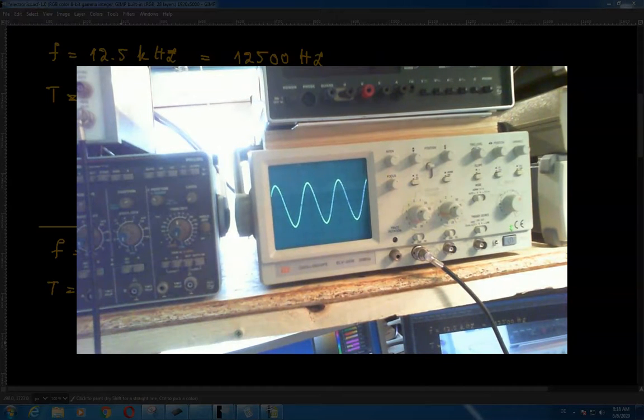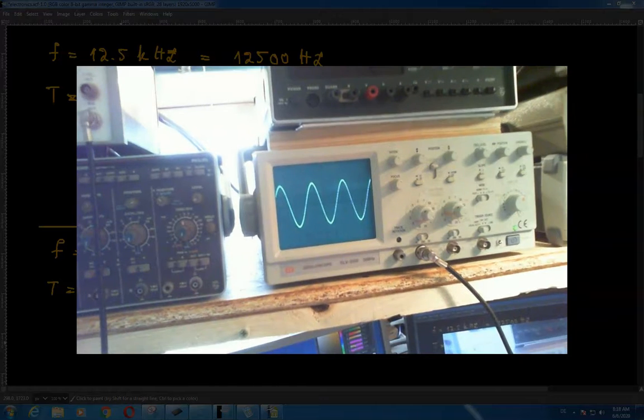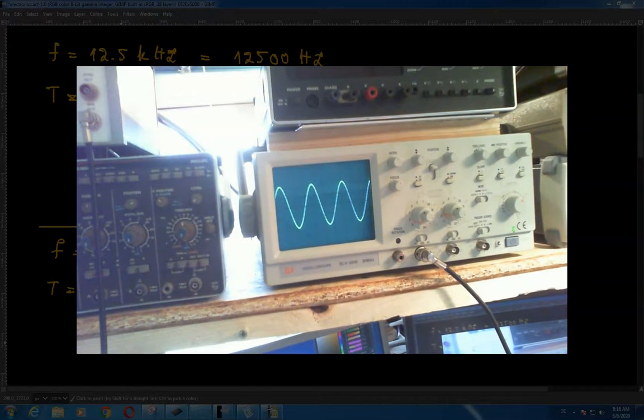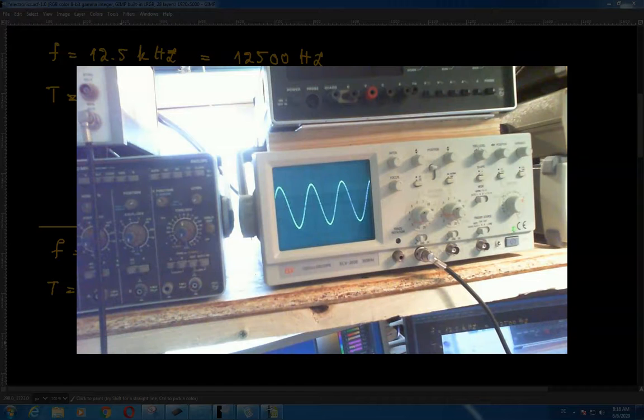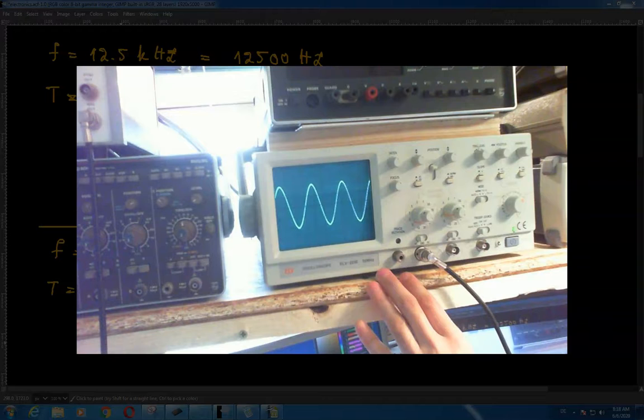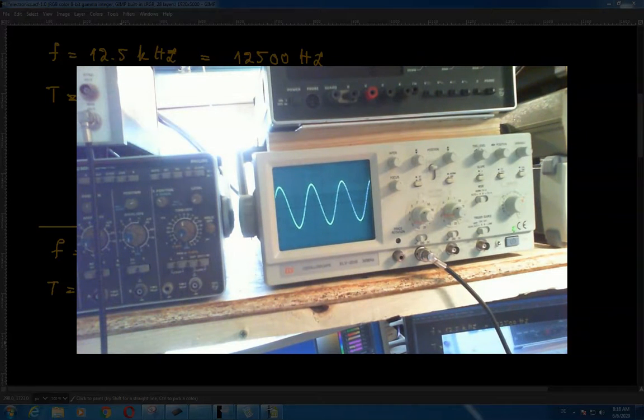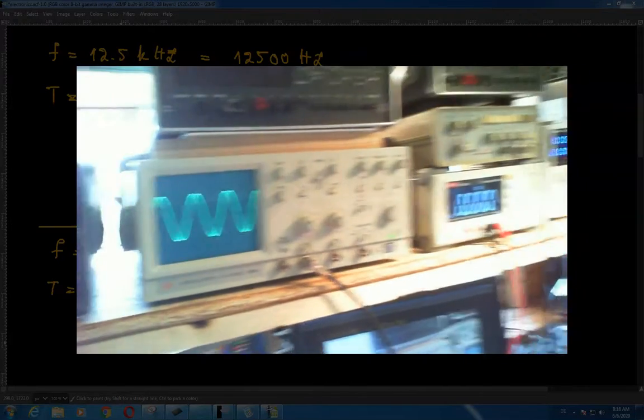Okay, so now let's do all the calculations related to this, at least to one waveform like this. All the horizontal and all the vertical calculations related to this. So first of all, let's calculate the frequency of this waveform. This waveform is essentially coming from here.